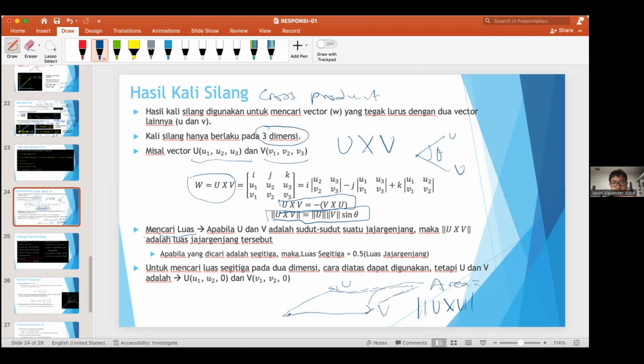However, if we only find the area of the triangle, it is just half times the area of the parallelogram. And it also applies to two-dimensional. If we want to find a triangle on a two-dimensional plane, we just use this, because as mentioned previously, cross product only applies in 3 dimensions.